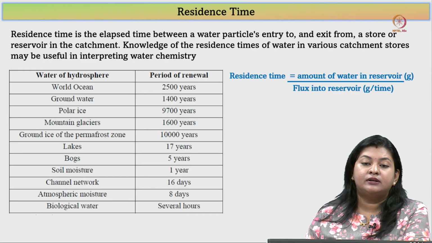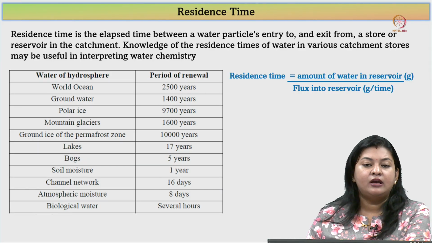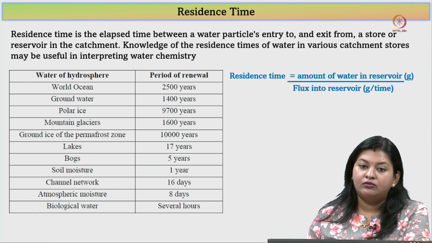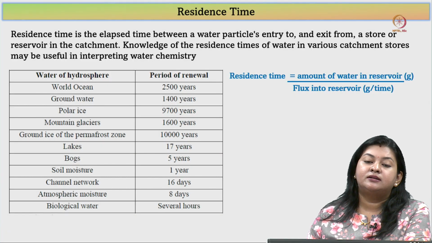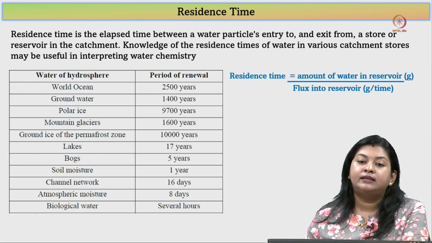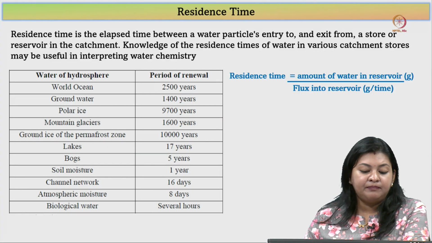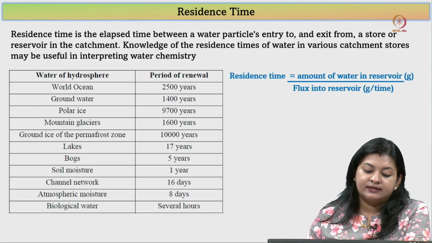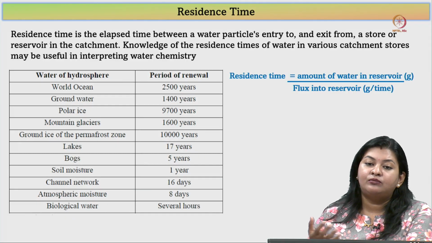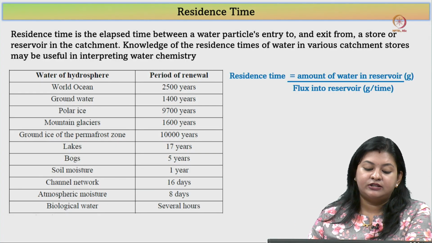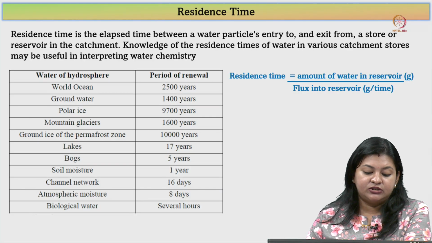Groundwater, generally shallow groundwater, is roughly 1400 years. Renewal time in groundwater is actually 1400 years. Polar ice, of course, you must be knowing that it is dependent on the interglacial cycles and very long climatic controls. So, it can be thousands of years. Here it is 9700 years, as compared to water in lakes, which is only 17 years, when the entire water of a lake gets refreshed and all that. So, there is new exchange going on.